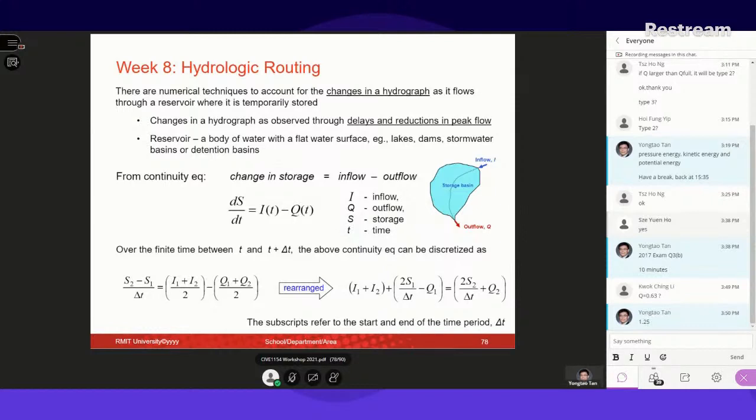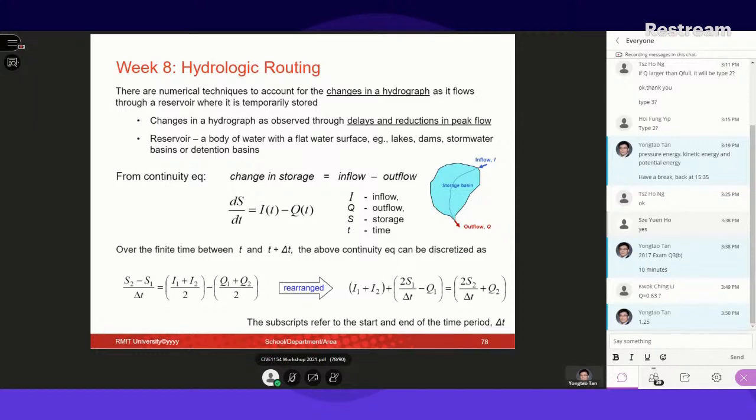Actually, there are numerical techniques we can use to calculate the changes in the hydrograph. The change in the hydrograph, as observed through delays and reductions in the peak flow, occurs in reservoirs, which are bodies of water with a flood water surface, such as lakes, dams and stormwater basins. Now, how can we see this from the continuity equation? The change in the storage in the basin is inflow minus outflow.